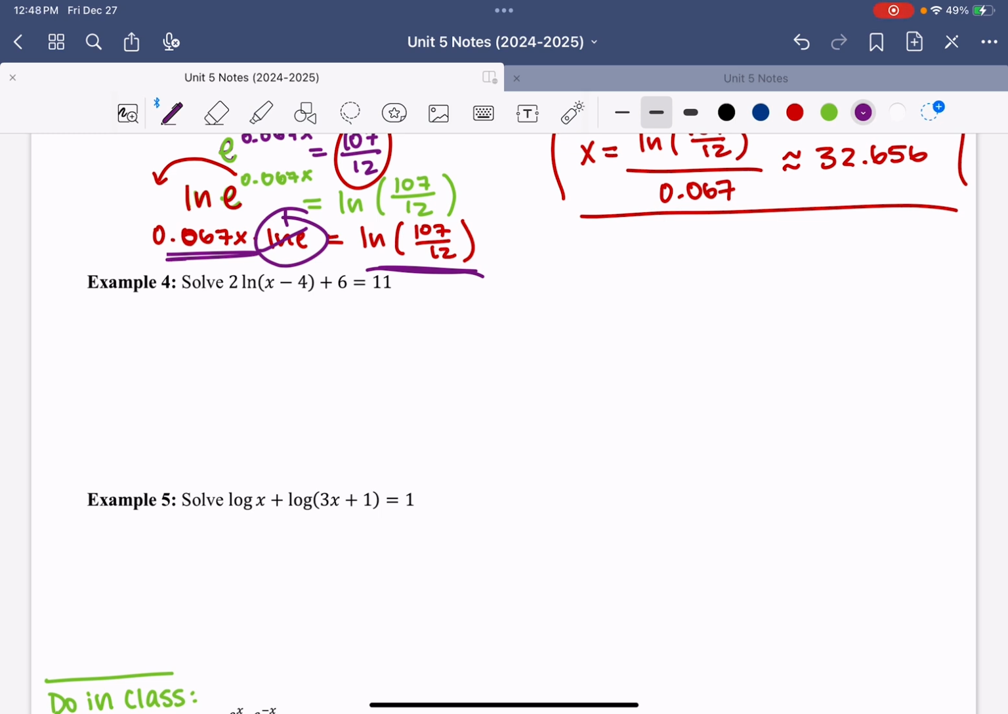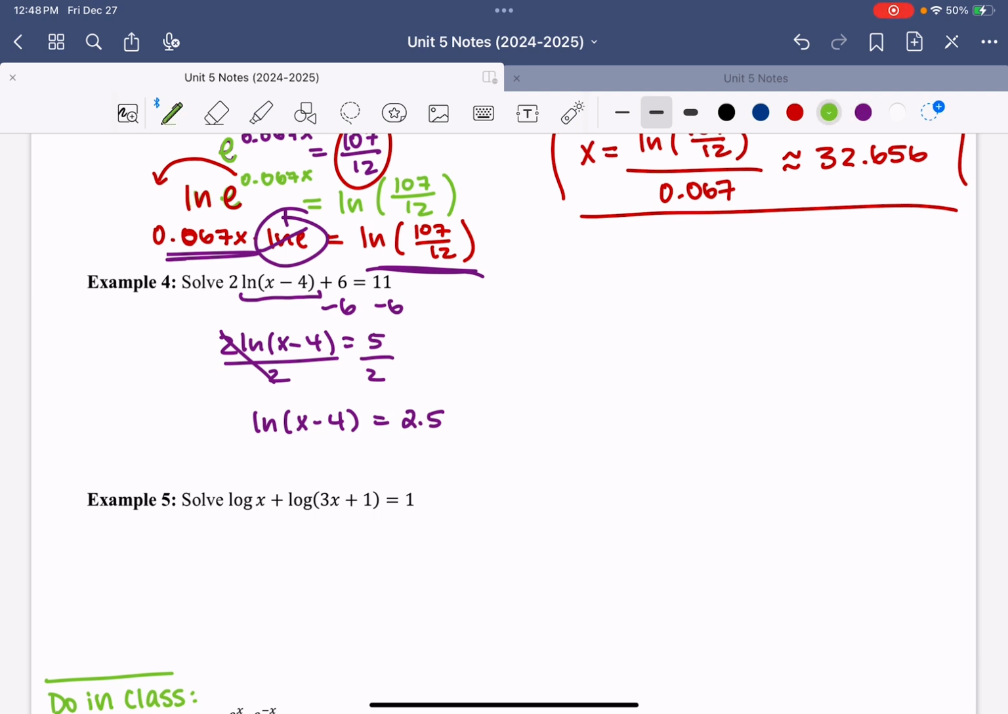Okay, we want to convert into its exponential form. Can't do that, though, until the logarithm is isolated. So I'm going to try to get the natural log portion by itself, so I need to get rid of the 6 and the 2. I'm going to subtract that 6 on both sides, which will give me 5. I'm going to divide by 2. I'm going to get the natural log of x minus 4 is equal to 2.5, or 5/2, whatever you want to leave it as.